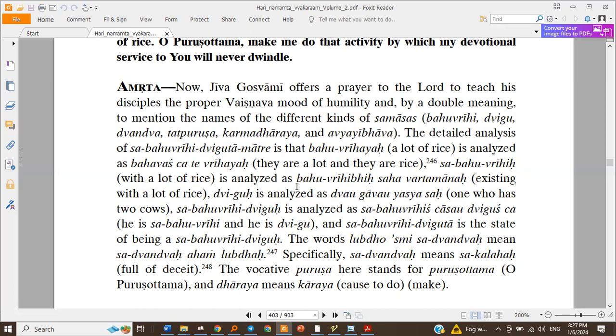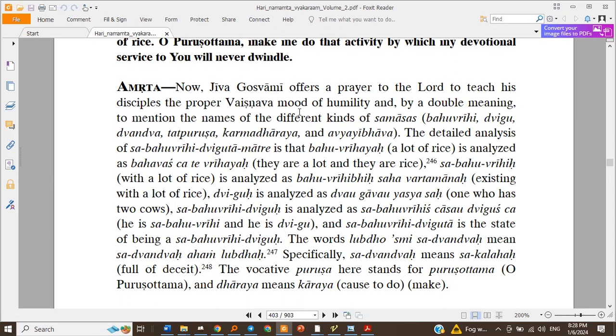So Dvau Gavau Yasya Saha, one who has two cows. So Sa Bahuvrihi Dviguhu is analyzed as Sa Bahuvrihi Chasau Dviguscha. So he is Sa Bahuvrihi and he is Dvigu.